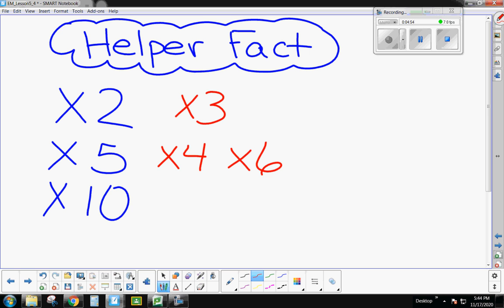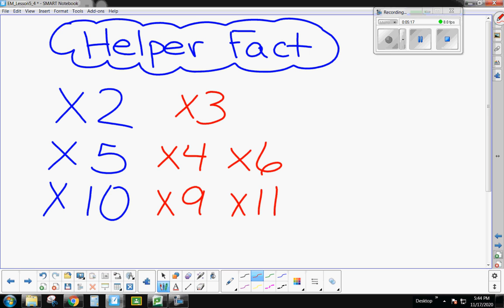And I could use times 10 to help me solve anything times 9 or times 11. But we actually have a quick and easy strategy for times 11 already, so we probably wouldn't use times 10 to help us do times 11. Okay, so I need you to be able to identify when you would use helper facts.